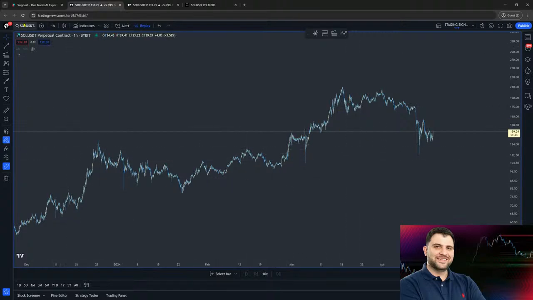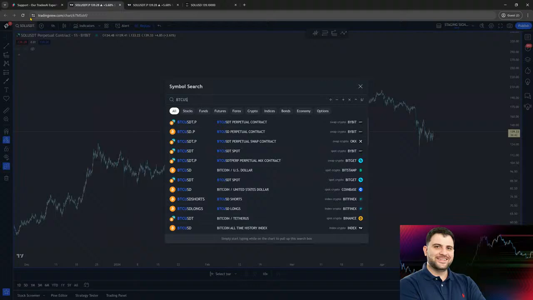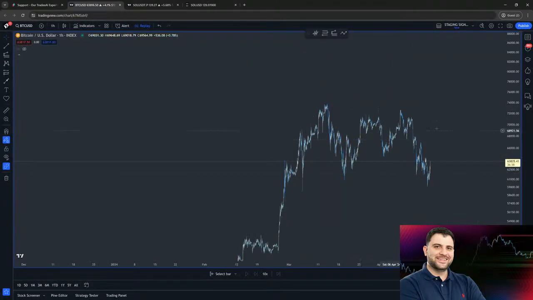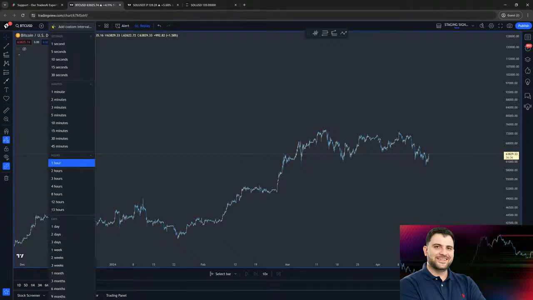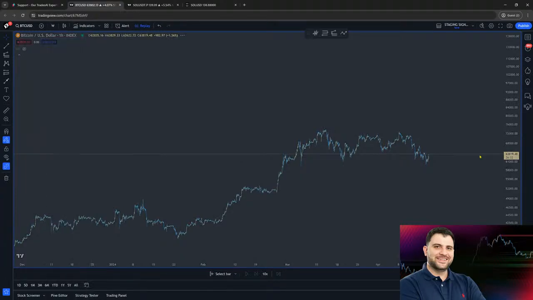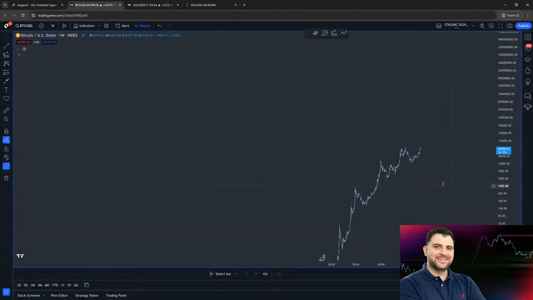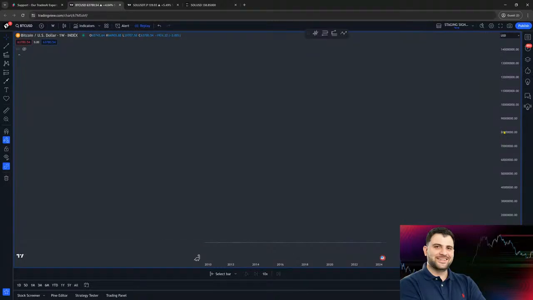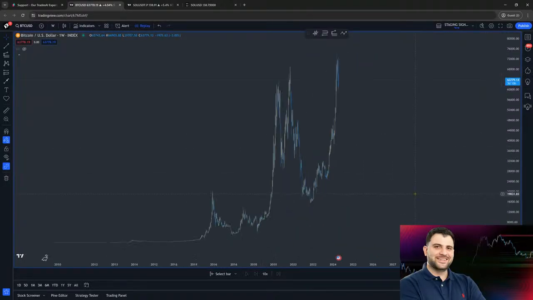Now, to be able to understand this, as we explain, let me go to Bitcoin, for example, BTC USD chart, index chart. And I switch to, let's say, the weekly chart. This is Bitcoin on the weekly chart. Let me switch to the linear first. So this is the linear chart. Okay. Linear chart looks like this.